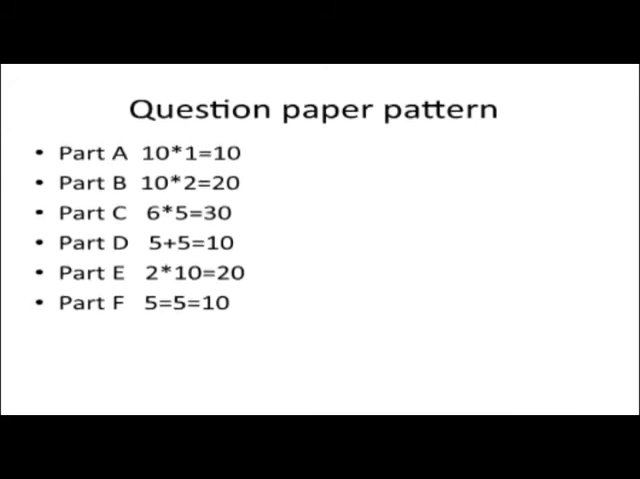And part F, here you have the match the following and chronological order. For match the following, you need to match it in the right order. You will have 5 marks. And for chronological, you have to arrange the events in their order. So you will have 5 marks. So 5 plus 5, you have 10 marks.